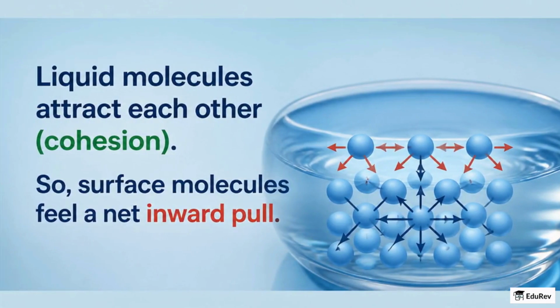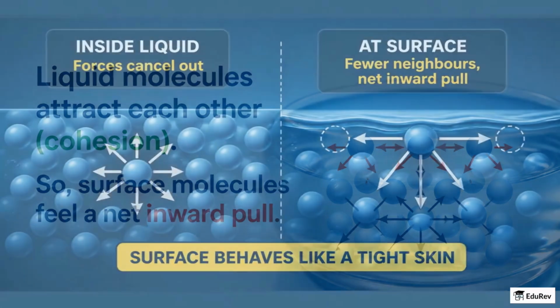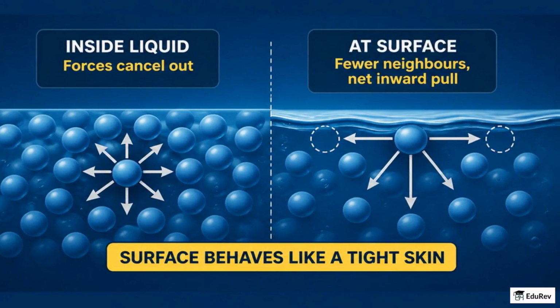A pull we call cohesion. So surface molecules feel a net inward pull. Inside the liquid, forces cancel out. But at the surface, molecules have fewer neighbors, so the surface acts like a tight skin.